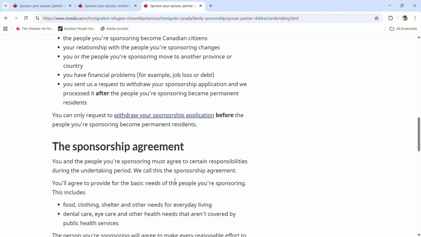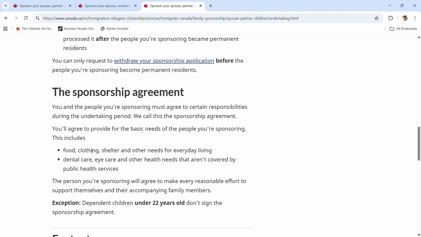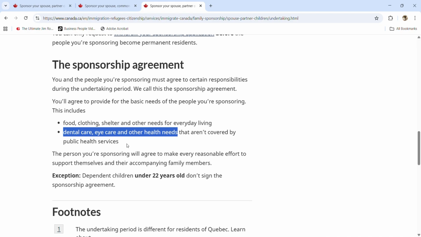All right. The sponsorship agreement will include food, clothing, shelter, and other needs for everyday living. You will also be responsible for dental care, eye care, and other health needs that are not covered by public health services.